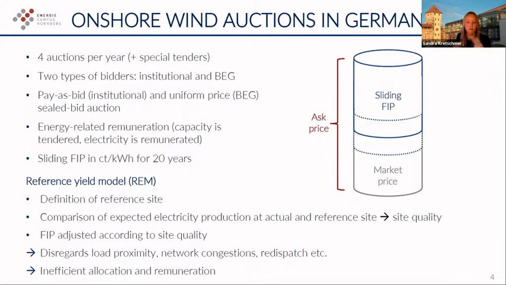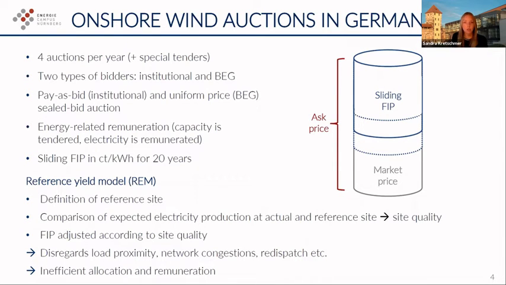The BEGs, the citizen cooperatives, face less strict rules in the auction process so that they can compete with the larger institutional bidders. The most important difference is that while the institutional bidders face a pay-as-bid auction, so they receive the feed-in premium they bid on in the first place, the BEG face a uniform price auction. So they are awarded the highest accepted ask price, so to say.